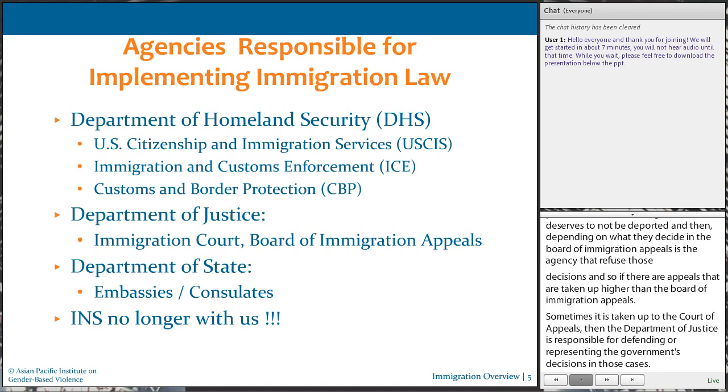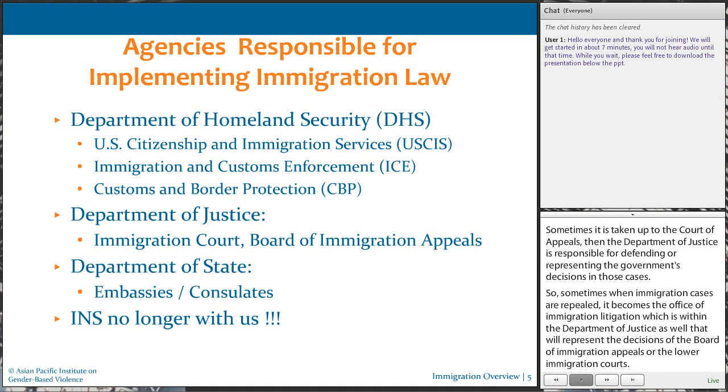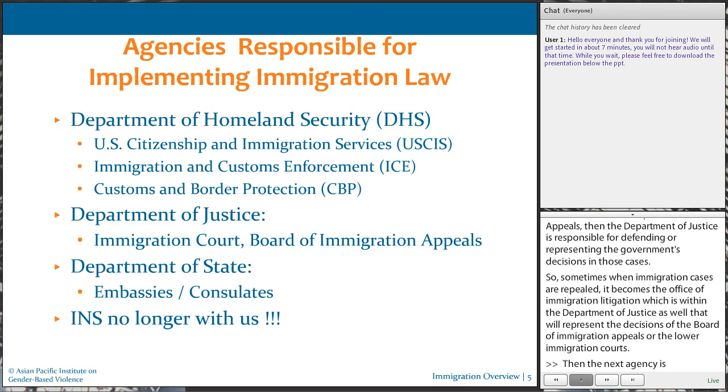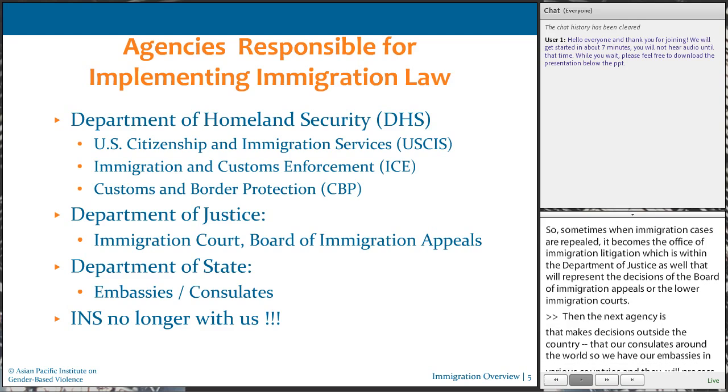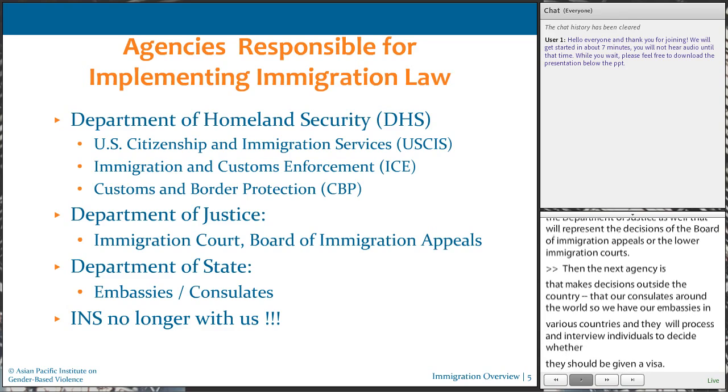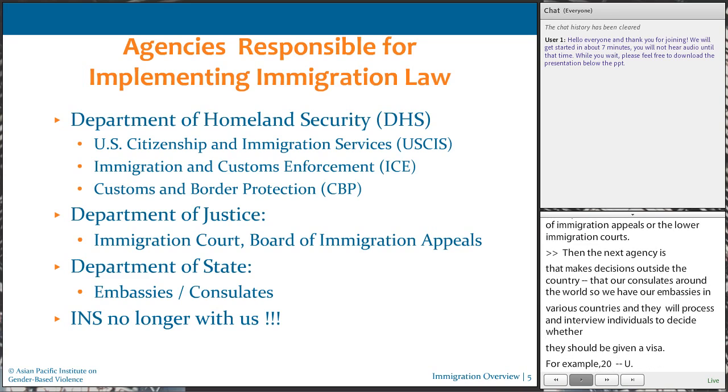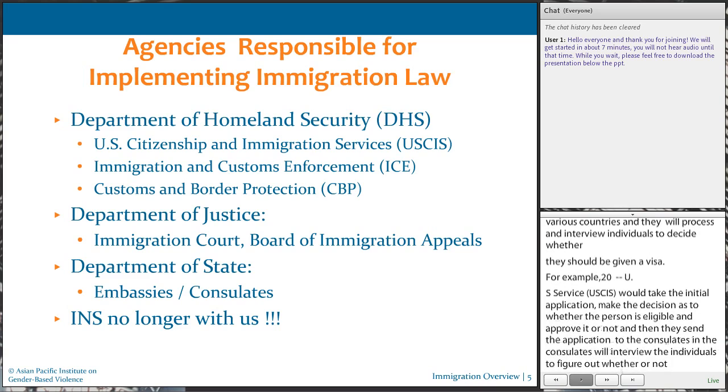So there's DOJ, and then the next agency is the one that makes decisions outside the country. There are consulates around the world, and we have our embassies in various countries, and they will process and interview individuals to decide whether they should be given a visa. So, for example, USCIS would take the initial application, make a decision as to whether the person is eligible and approve it or not, and then they send the application to the consulates, and the consulates will interview the individuals to figure out whether there might be some ground to prevent the person from getting a visa to come into the United States. And that's in the context of non-citizens being outside the United States coming in.